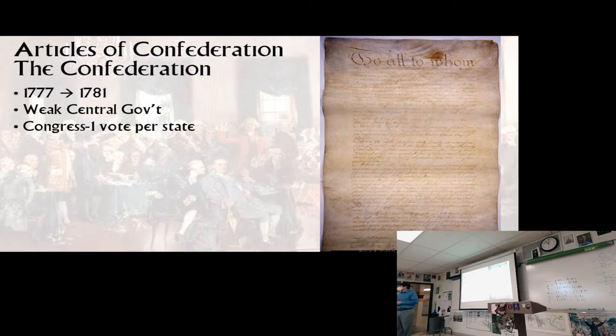Did this favor, or what kind of states did this favor? If every state had one vote, what kind of states were favored? Yeah, it was equality for all the states. Sure. It would really favor the less populated states, because in the less populated states there'd be more representatives per voter. They really favor the less populated.